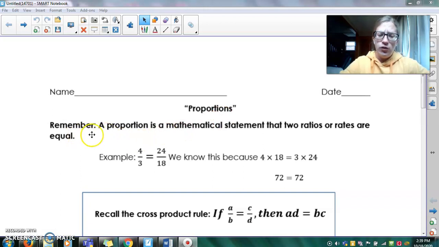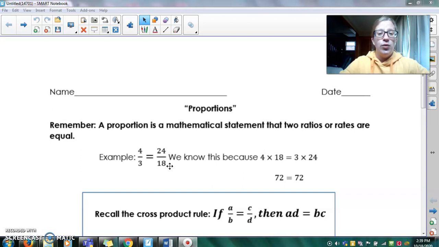So just a little recall, a proportion is a mathematical statement that has two ratios or rates that are set equal to each other. And our first example that we see is 4/3 is equal to 24/18. When you first look at this statement, you're going to say, no, absolutely not. 4/3 and 24/18 is not the same thing.